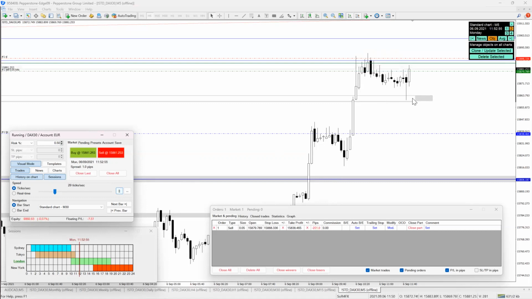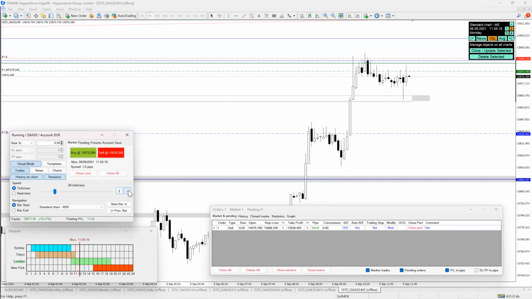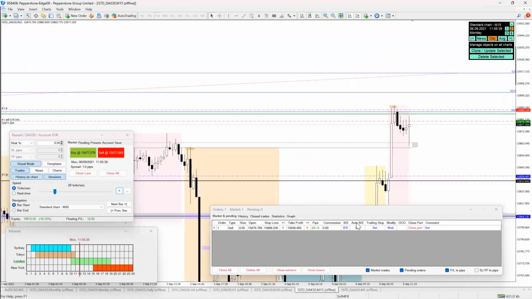It looks like probably should have done something about it here, but it moved very quick. Let's look at 15 minutes. Yeah, maybe I should have done something about it just here. Could have been a bit of a mistake. This happens a lot in back testing like this because of the speed that things are moving at. At one stage, risking 9 pips, was up 2 to 1, but I'm going to let it ride.